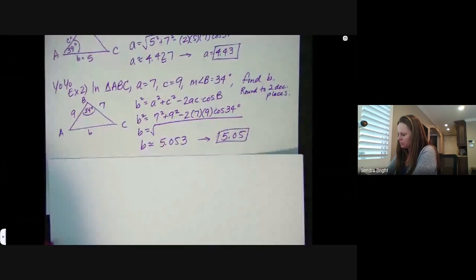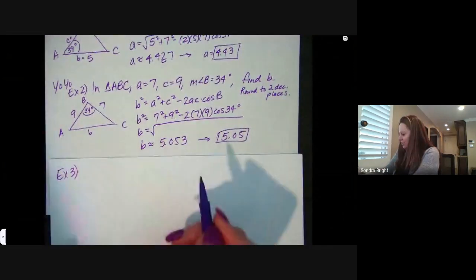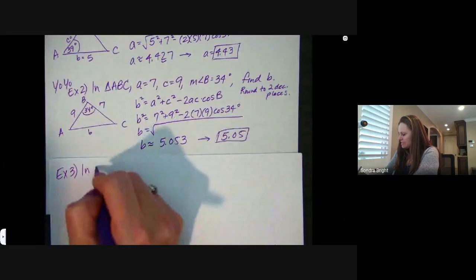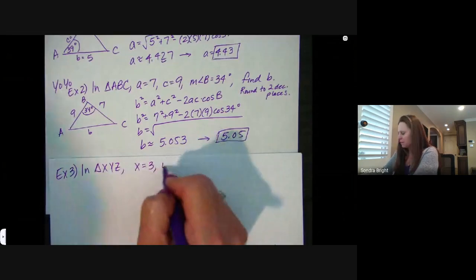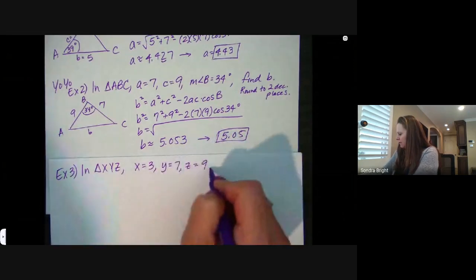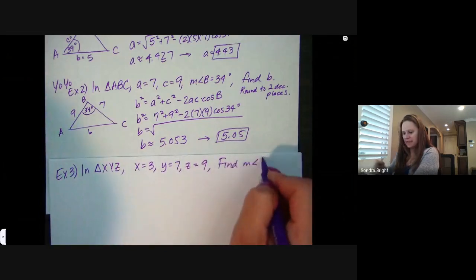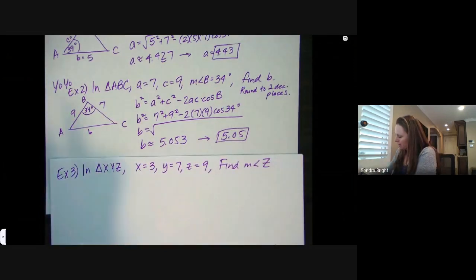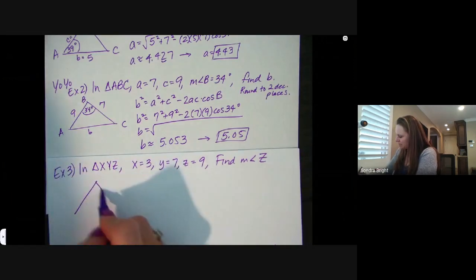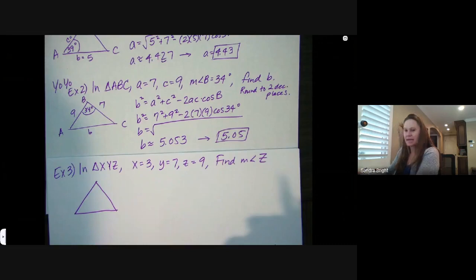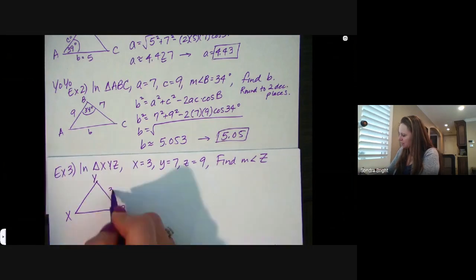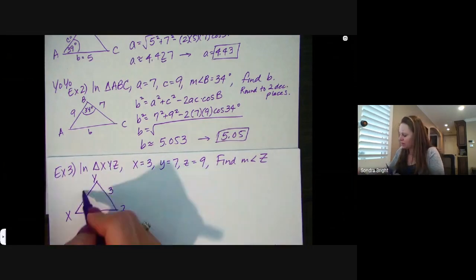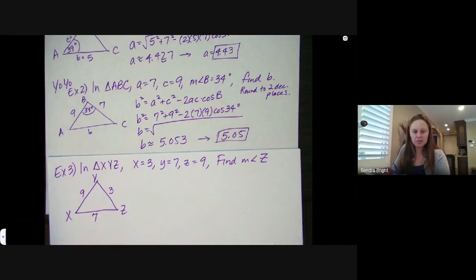So example 3 is going to be a snaky triangle. So in triangle XYZ, side x is 3, side y is 7, side z is 9, and we're going to find the measure of angle Z. And we'll round to 2 decimal places too. So why do I call this snaky? Because if this is X, Y, and Z as my angles, side x would be 3, side y would be 7, side z will be 9. And you see that they gave you a side, side, side triangle. Snaky. That's what I call it, snaky.